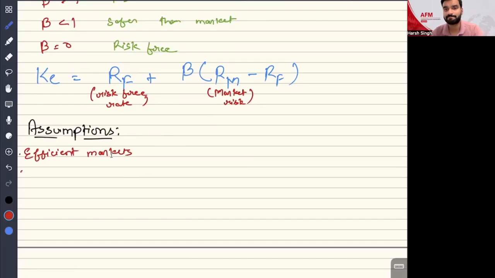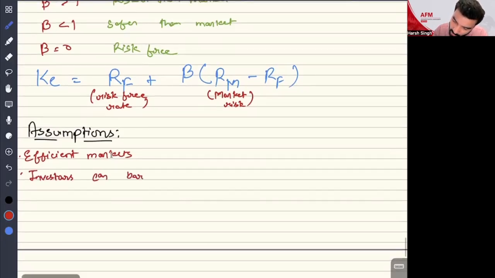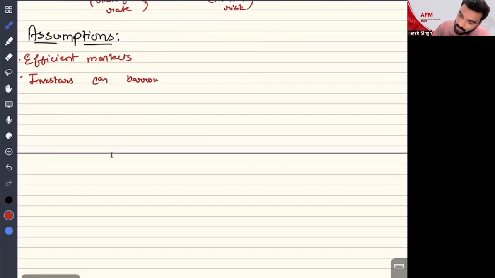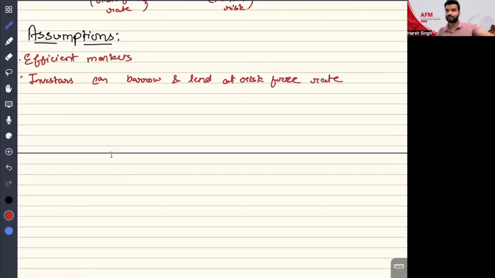Then the second point, again very important: investors can borrow and lend at the risk-free rate. What does it mean? Whatever the risk-free rate that you have provided, investors can go and do a lot of transactions on that rate only.